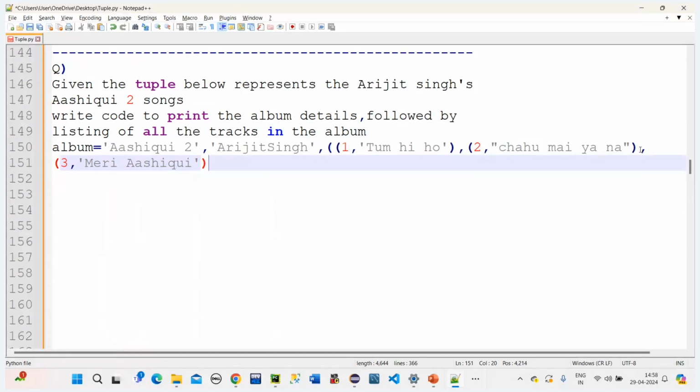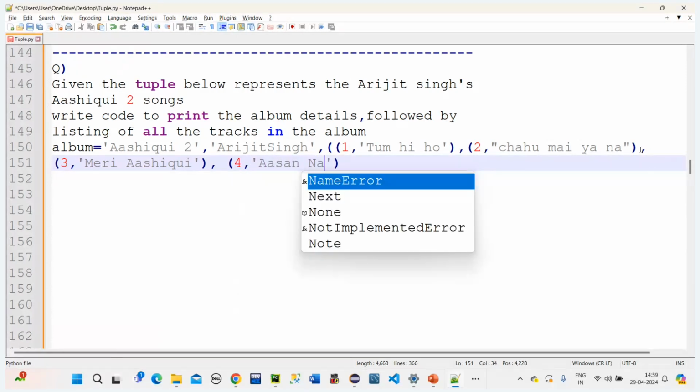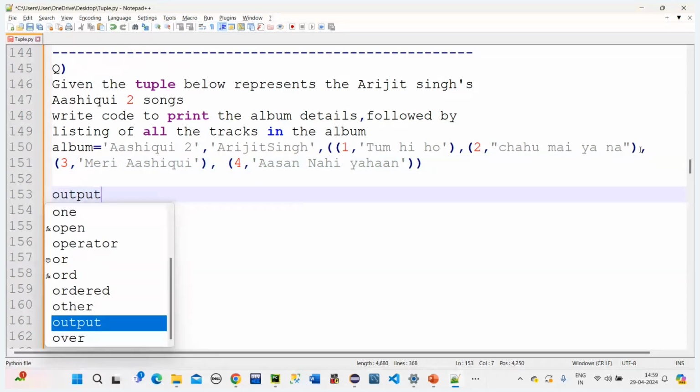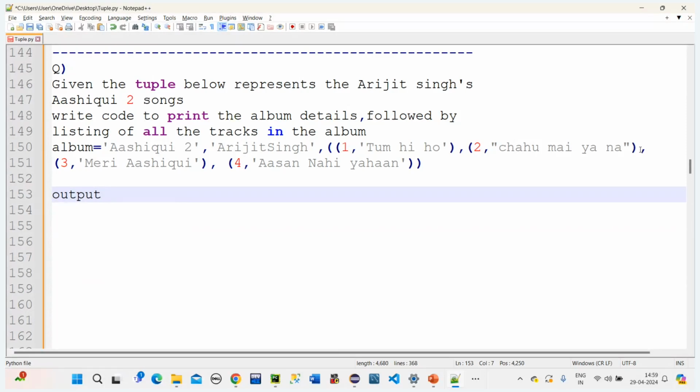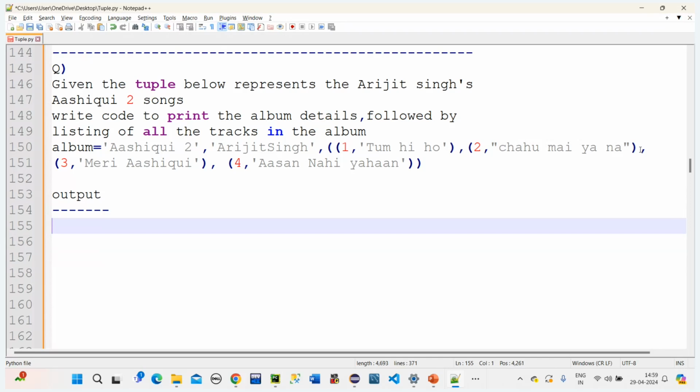And the fourth one is, four, comma, it is Aisa Nahi Yahan, and then I'm closing everything. So now this is the question, guys, and how the output should be. I'm writing that output also. How the output should be is in this way.